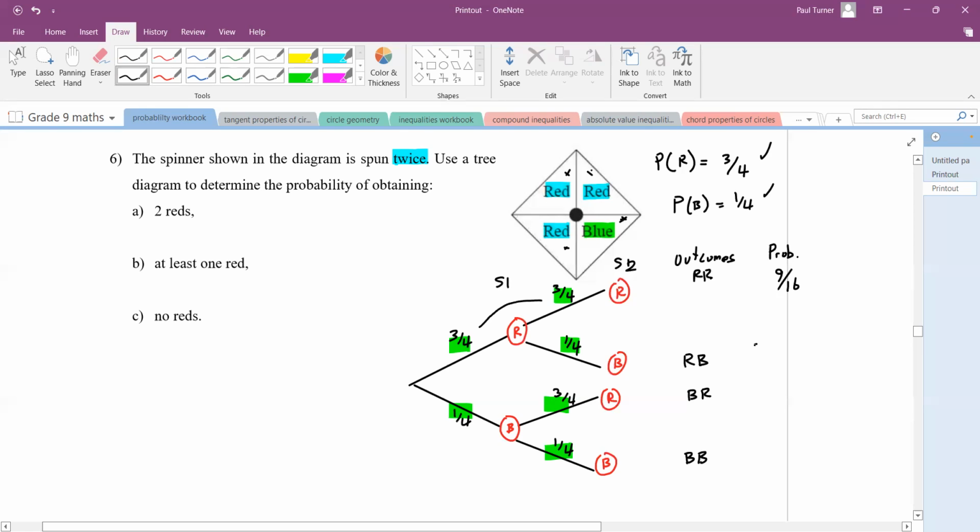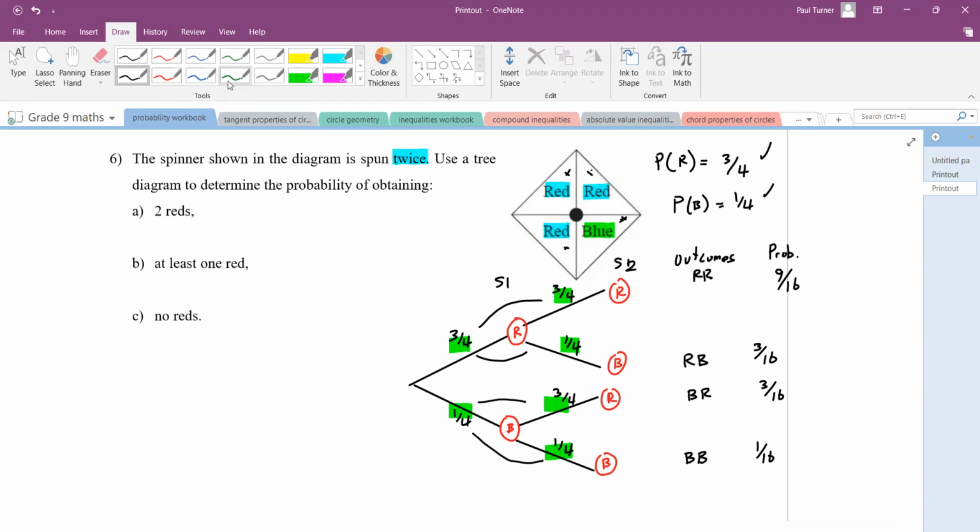We'll have 3/16 for this one. This one is also 3/16. And the last one is 1/16. So we get those by multiplying our probabilities along the tree. So once this tree is finished, we can use the tree to answer any possible question.